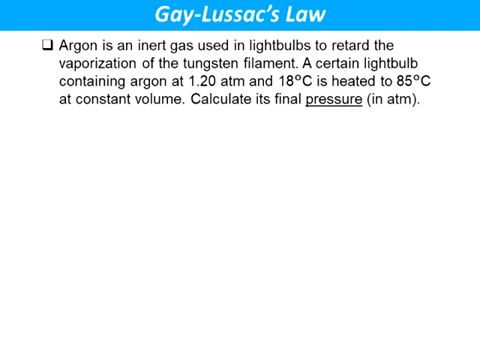Let's work another problem. Argon is an inert gas used for light bulbs to retard the vaporization of the tungsten filament. A certain light bulb contains argon at 1.2 atmosphere and 18 degrees C and is heated to 85 degrees C at constant volume. Calculate the final pressure.